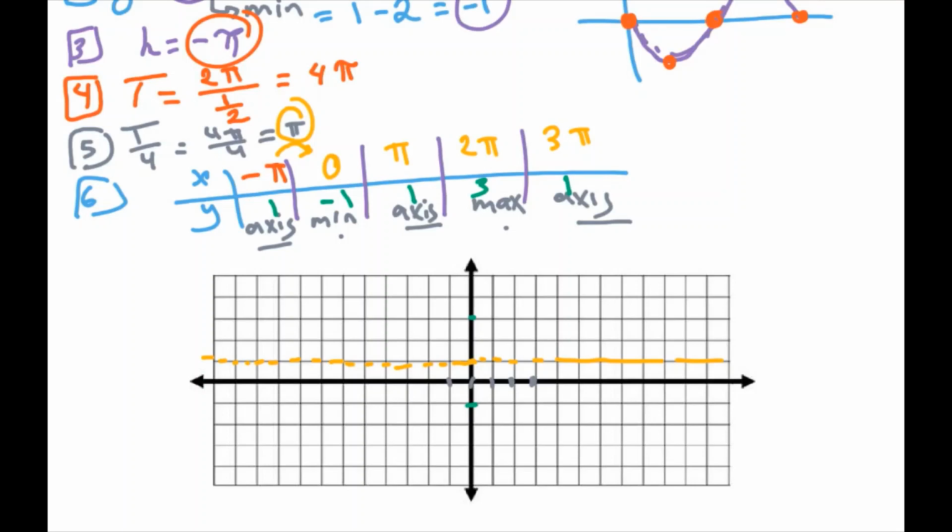Okay, now let's do it. So we start with -pi and 1, 0 and -1, pi and 1, 2 pi and 3. I'm going to erase this. And finally, the axis. And you match between them. And again, if you want to continue, you go ahead. So one more time, 1, negative 1, 1, and then 3, and 1 again, and you match.